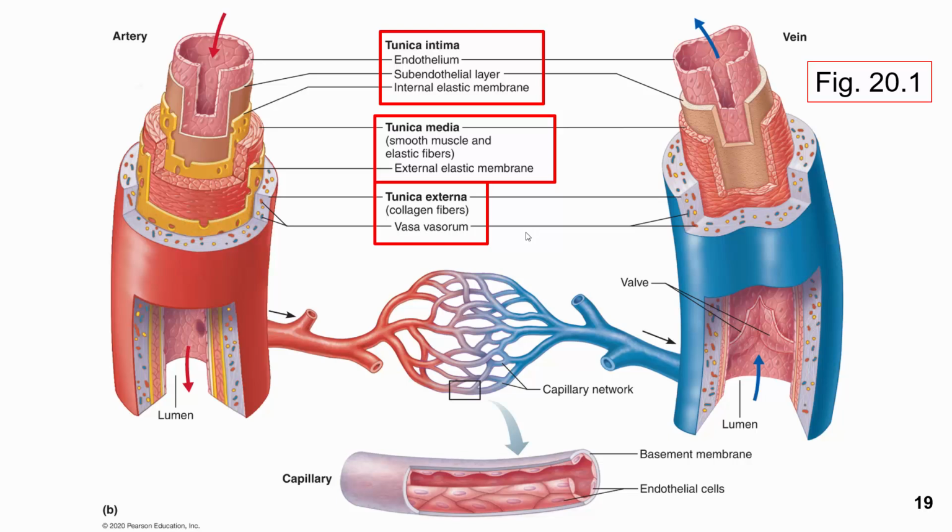And then the exterior of both types of blood vessels is simply referred to as the tunica externa and contains collagen fibers.